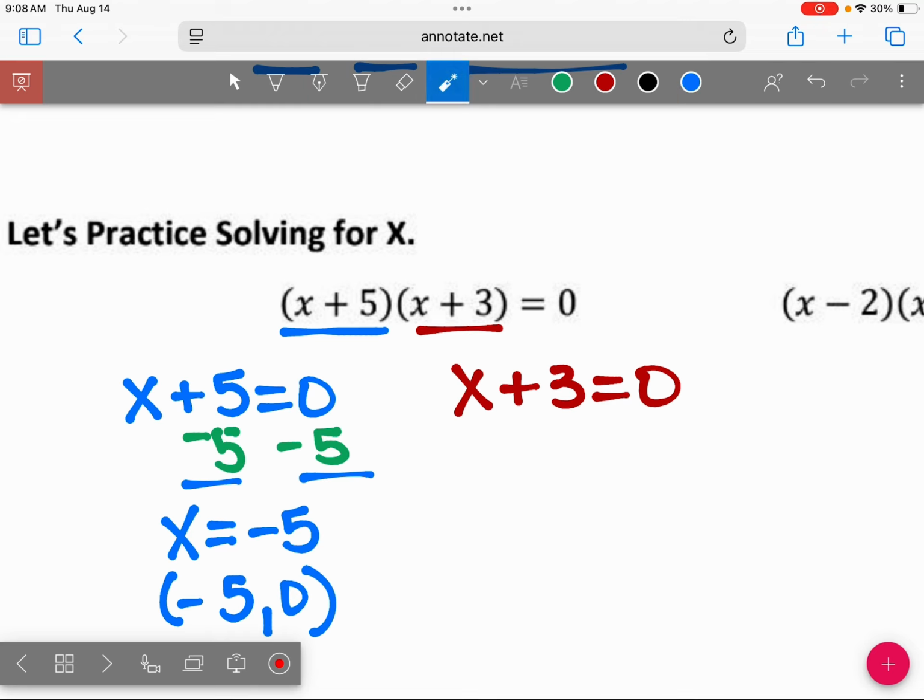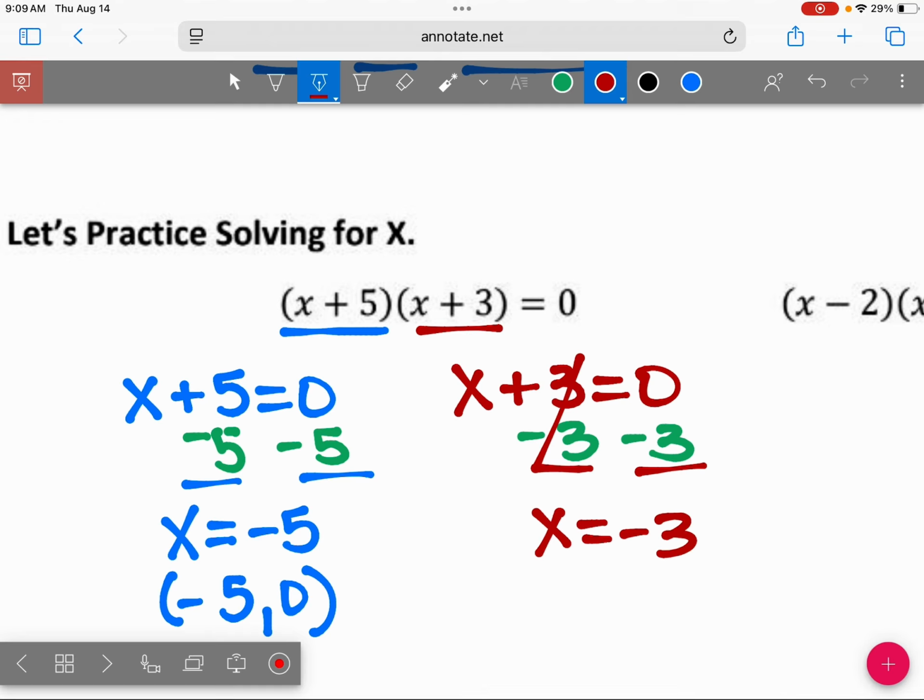Nakeem, how would I solve this second one here? What would I do? Subtract the 3. So that means that x equals -3, and my x-intercept would be -3, 0.